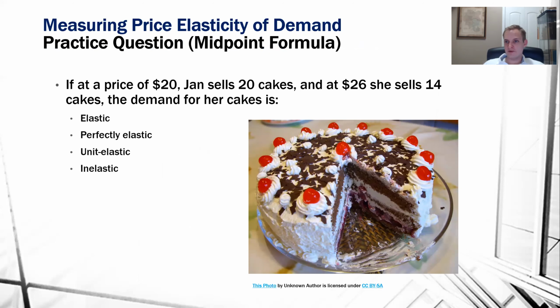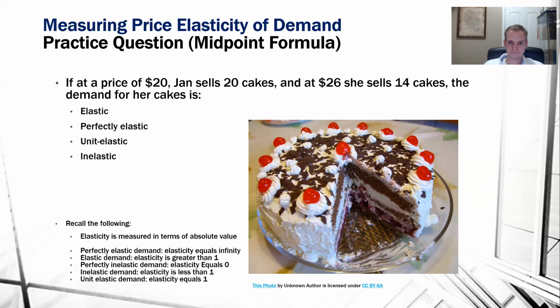Now we do have a practice problem here that involves Jan in her bakery and what happens to the number of cakes that she sells after she changes her price point. So for our particular problem here, if at a price of $20, Jan sells 20 cakes, and at $26, she sells 14 cakes, is the demand for her cakes elastic, perfectly elastic, unit elastic, or inelastic? We need to set out to figure out which one of these answers is correct based on using that midpoint formula.